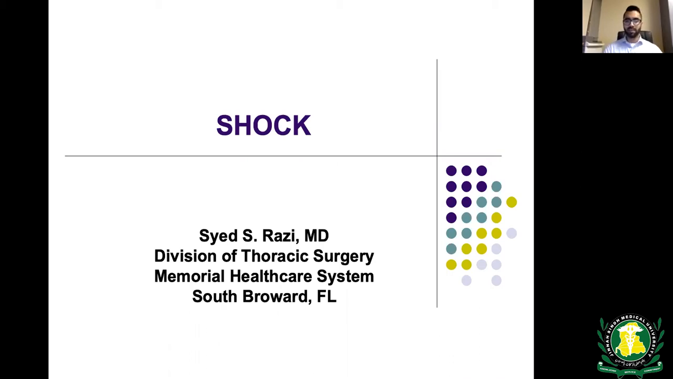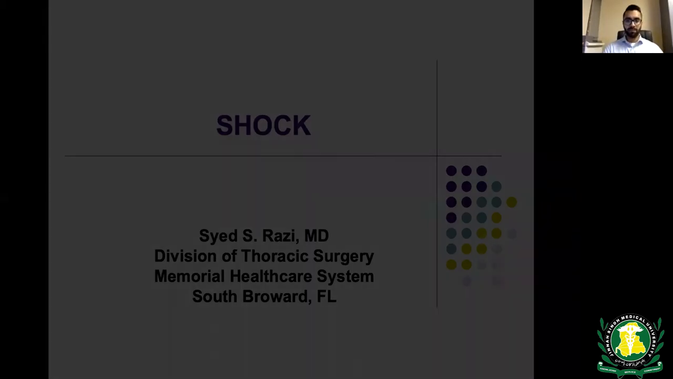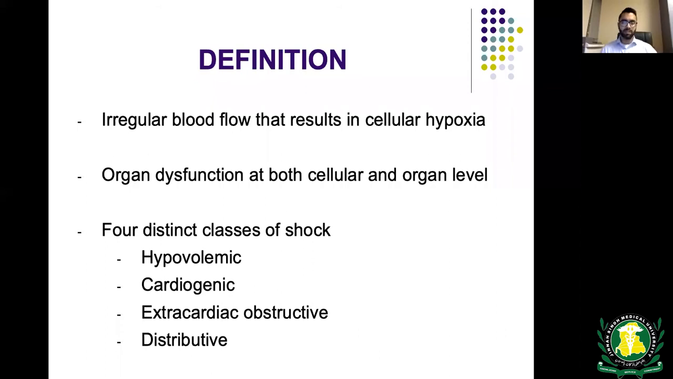And today I am talking about shock. So simply put, shock is defined as irregularity in blood flow that results in decreased perfusion and cellular hypoxia. Because of hypoxia, not only the cells, but the whole organ gets affected. There are four distinct classes of shock that we'll discuss in a bit. They are hypovolemic, cardiogenic, obstructive, and distributive.